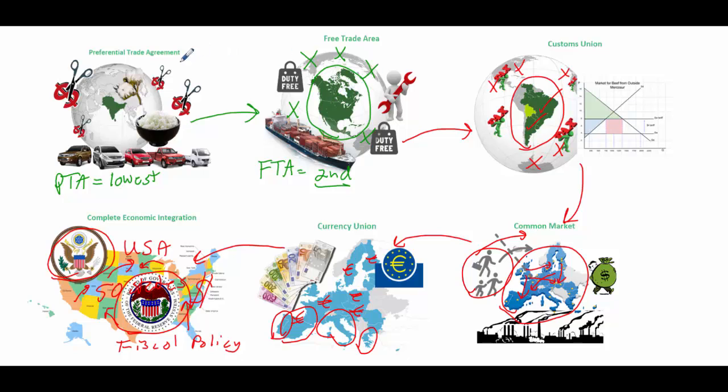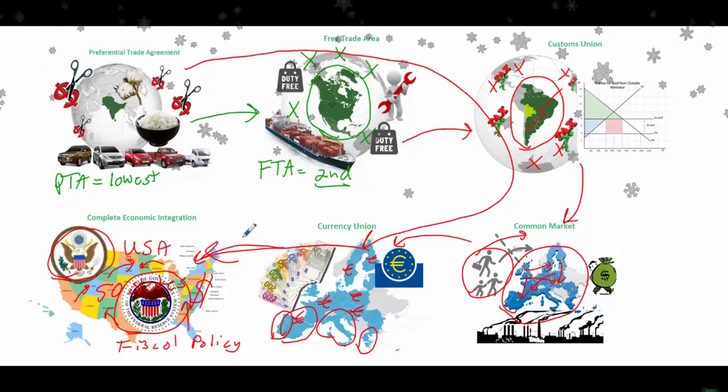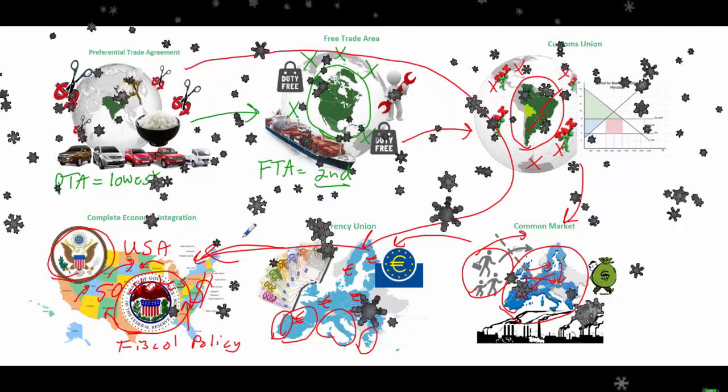However, as we move around our circle here, we are achieving higher and higher levels of economic integration as additional barriers to trade are removed, all the way up to complete economic integration, at which point the states involved in such a system share one federal government which sets all tax and government spending policies for the nation as a whole.